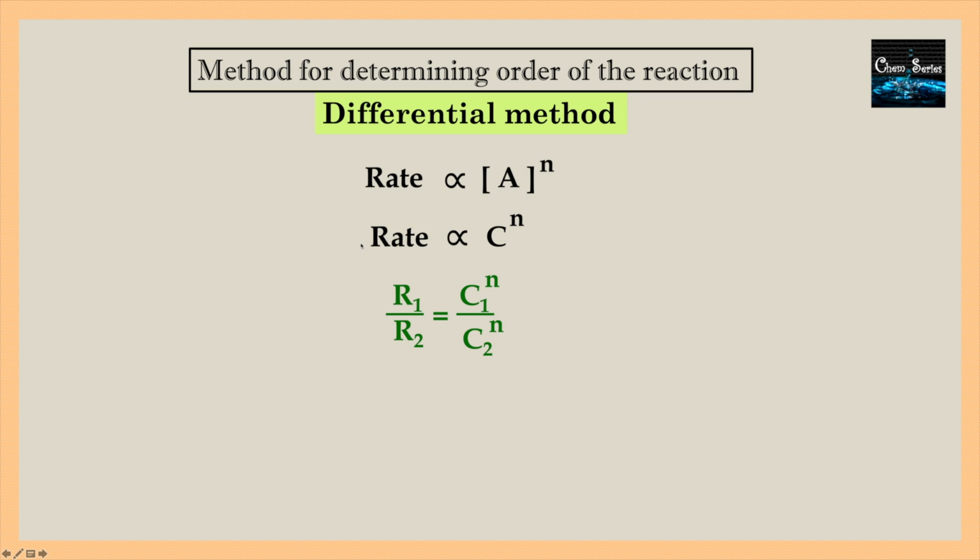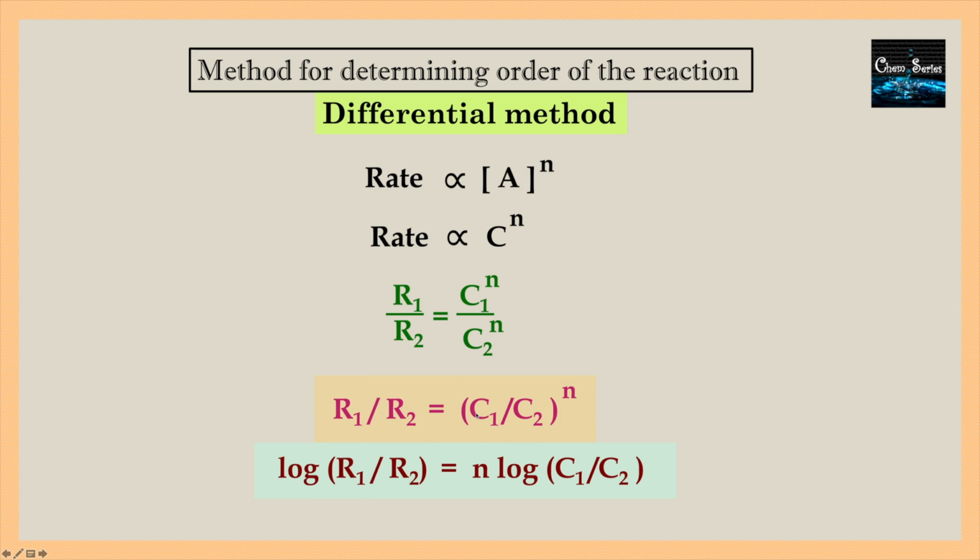So when two rates and two concentrations respectively are given, as we saw before in the question, it can be written as R1 by R2 is equal to C1 power n divided by C2 power n. So this n term, take it as a whole power n. So it becomes R1 by R2 is equal to C1 by C2, the whole power n.